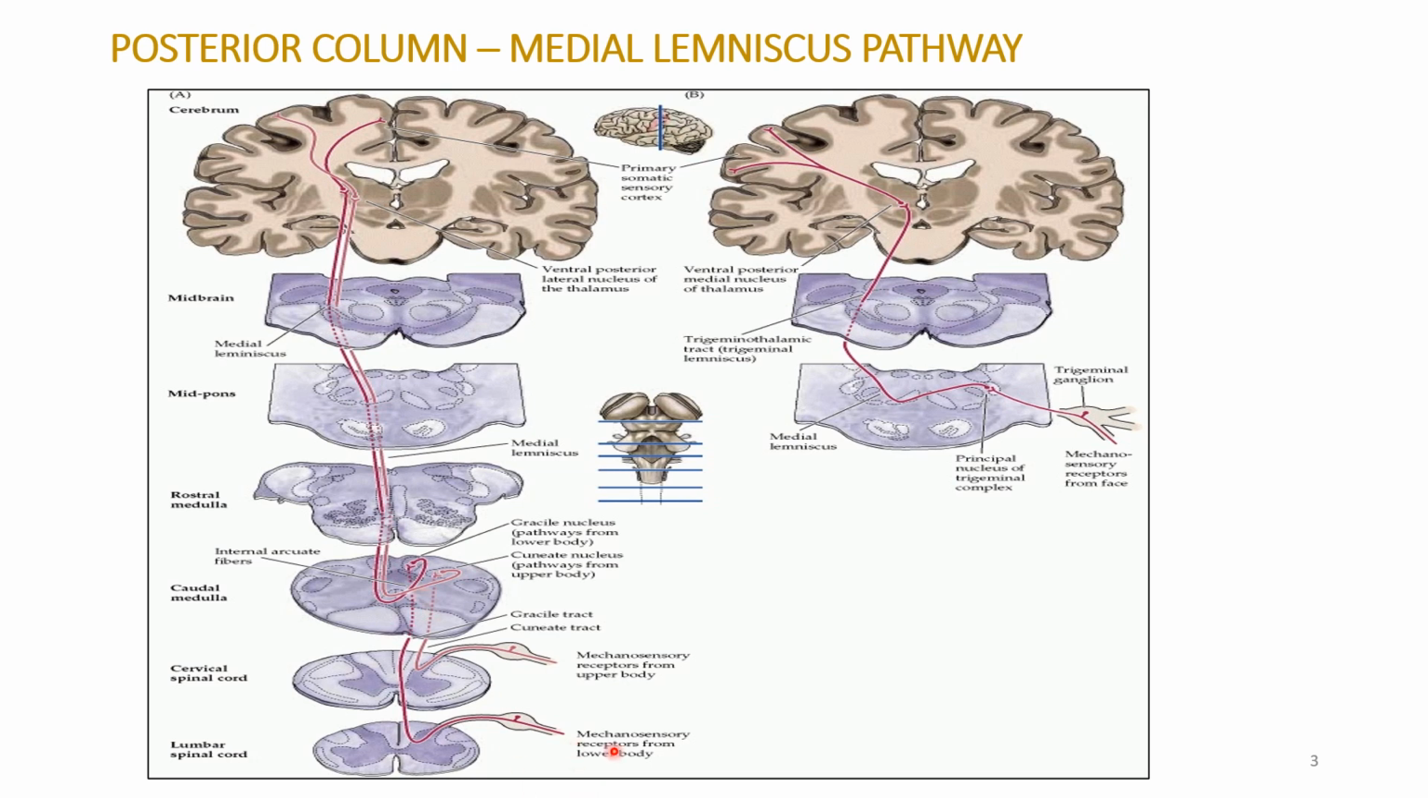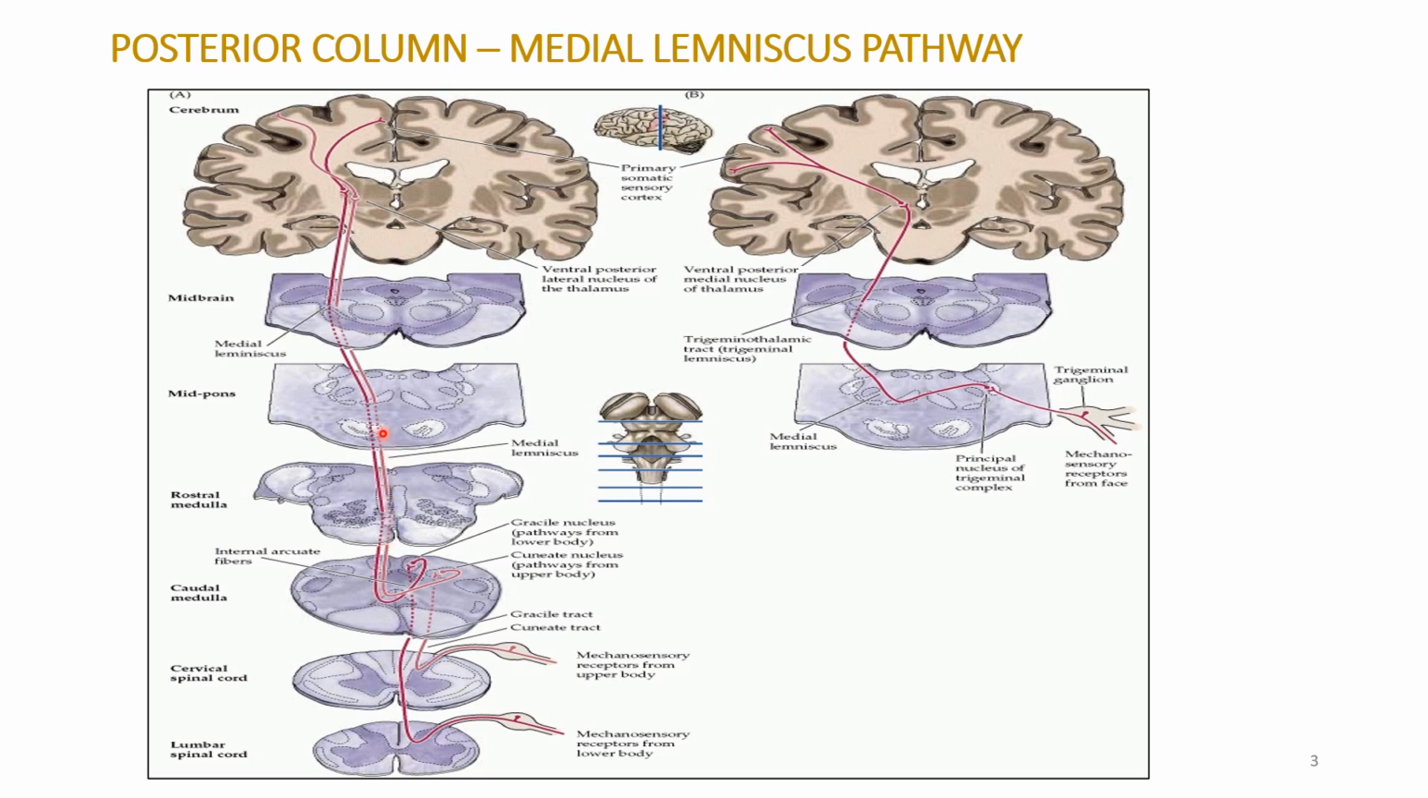So up to this, that is from the periphery to the relaying station at the caudal part of the medulla, these are the first order neurons. Then here in the caudal part of the medulla, we have gracile and cuneate nucleus. So they will synapse there and they will form second order neurons which will cross in the caudal part of the medulla and form the internal arcuate fibers.